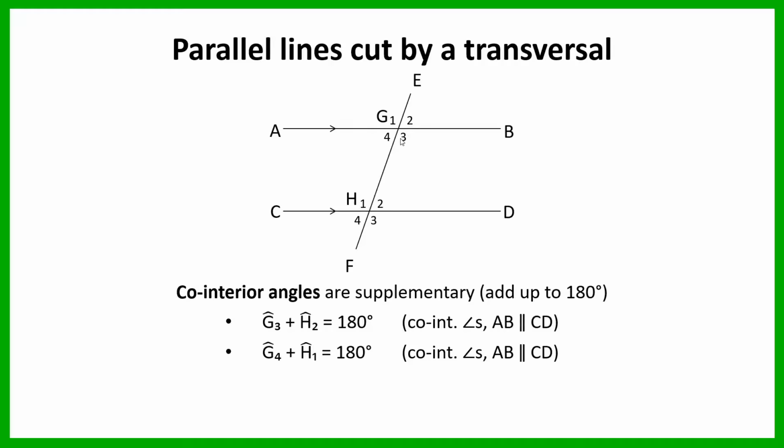So in this case over here, I've got G3 and H2. If I add them up, I will get 180 degrees. My reason is because they are co-interior angles with AB parallel to CD. And G4 and H1 will also add up to 180 degrees for the same reason. Once again, this is only true because those lines are parallel. If the lines are not parallel, then the co-interior angles will not be supplementary to each other.